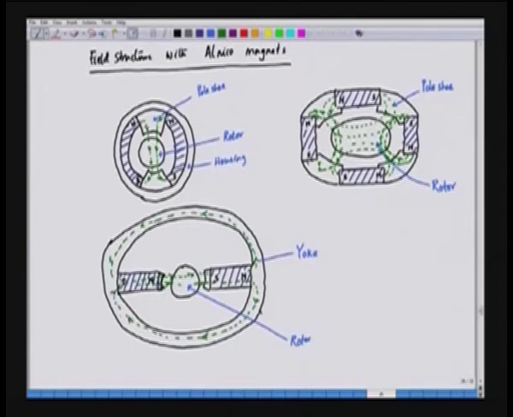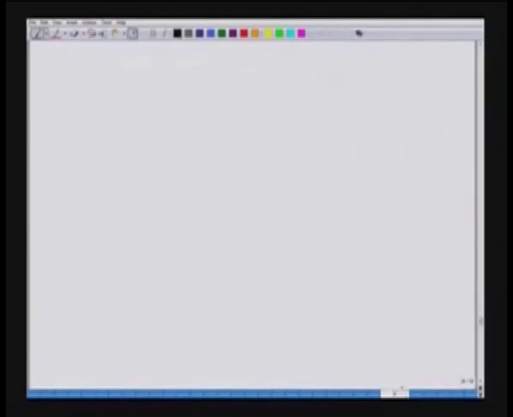So, these are the structures of the field for alnico magnets. Alnico magnets are basically long magnets. Whenever they are used in electric machines, they are used as long magnets. Now, let us see the ferrite magnets. Now, we will see the field structure with ferrite magnets.